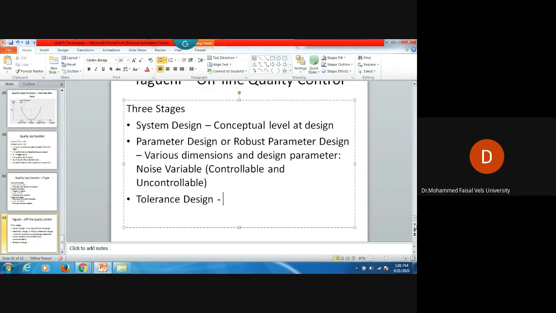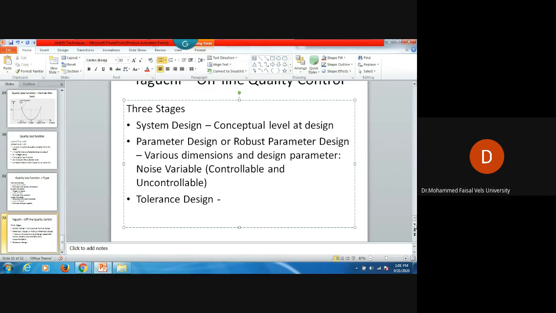It is more on design, but it doesn't mean that this concept cannot be applied elsewhere. First, you have to apply the conceptual level of design, where creativity or innovation happens. Once you complete that stage, then you have to go for the parameter stage.